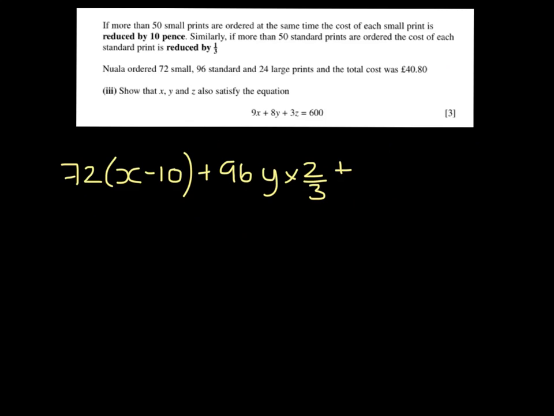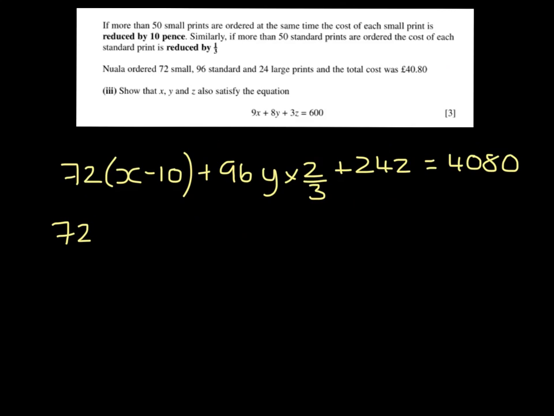This time we have to deal with changes in cost. We have 72 small, so the reduction applies. So we're going to take 10 pence off every print. Important to use brackets here. We have 96 standard, and again the reduction is affected. If we reduce by 1/3, that means that the new price is 2/3 of the original, and we have 24 large prints. Again, remembering to work the pounds into pence.